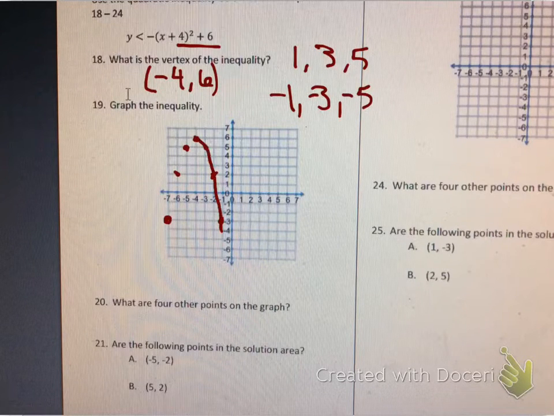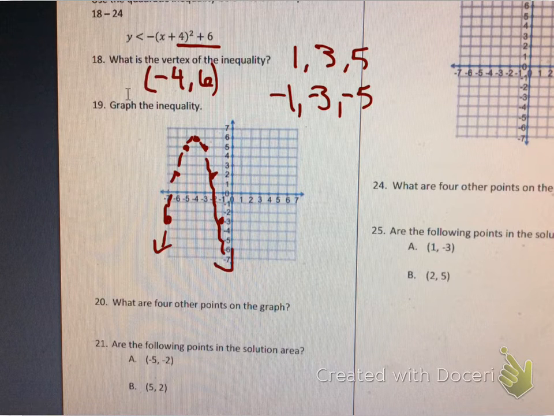Bada bing, bada boom, make the derive. Oh, this is broken lines. So dot, dot, dot, dot, and you get the idea. Okay, so now this is less than. Is this point less than, or is this point less than? Well, this point is less than, so I want to shade in here.